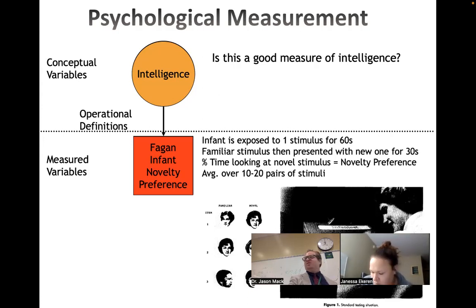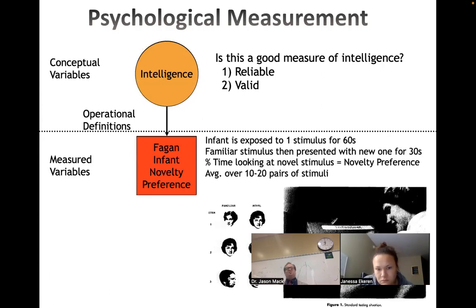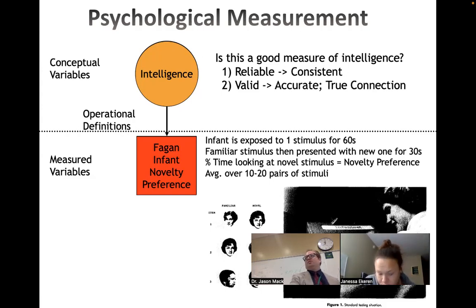Is this a good measure of intelligence, validity? What do we mean by good? Well, reliable and valid. Reliability, again, is consistency of results. Validity is, did I measure the thing accurately? If you do a test and you like the results, that doesn't mean it's valid. But if you measure whatever you're looking at correctly, then it is valid. They can tell infant novelty preference, probably. Reliable, again, is consistent. Valid is accurate, a true connection. So just like review from chapter 1.